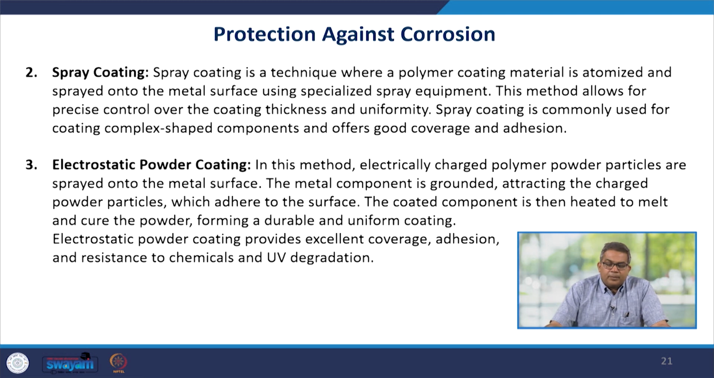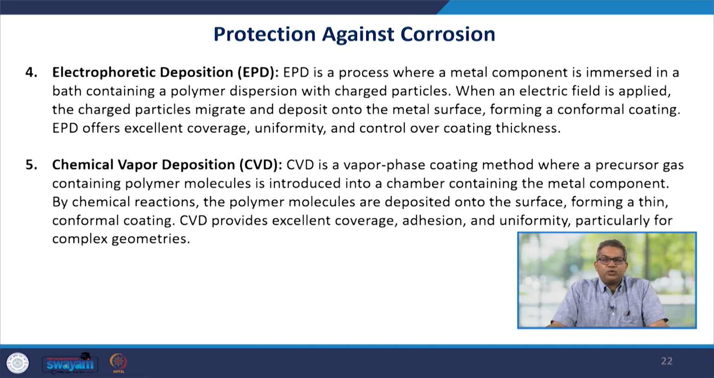The electrostatic powder coating. In this method, electrically charged polymer powder particles are sprayed onto the metal surface and the metal component is grounded, attracting the charged powder particles which adhere to the surface, and the coated component is then heated to melt and cure the powder, forming a durable and uniform coating. The electrostatic powder coating provides excellent coverage, adhesion and resistance to chemical and UV degradation.